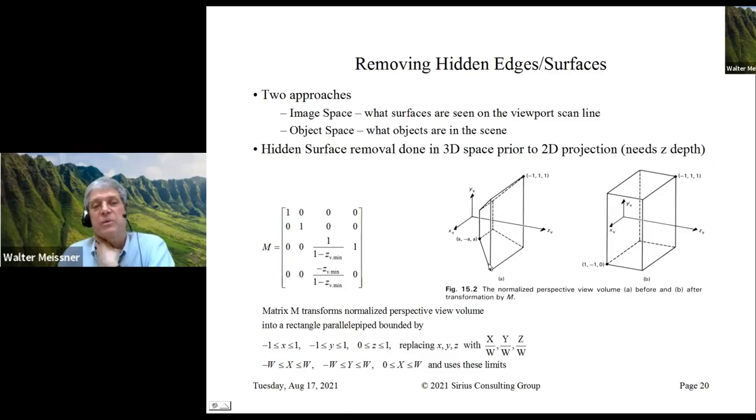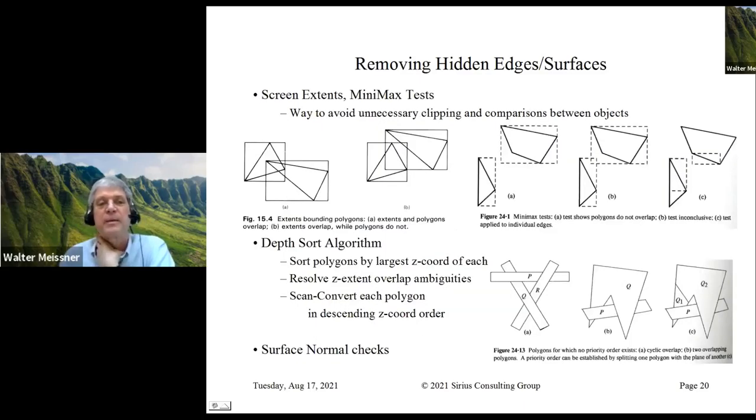So what they'll do is change this trapezoidal object into a rectangular box, and that way it's much easier to clip the scene, because you can arbitrarily set these boundaries to ones and zeros, and just clip against that. There's actually a little bit more work involved, but I'll leave that to the reader.